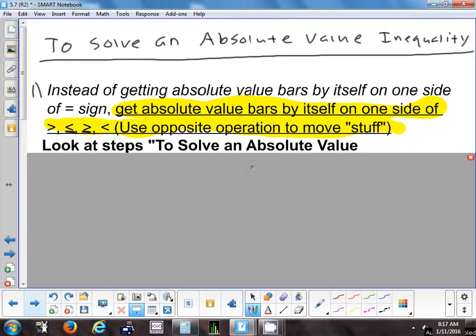And then once you do that, you're going to use the opposite operation to move stuff. Maybe you got to add something. Maybe you got to subtract something on both sides. Maybe when it's right next to the absolute value bars, you're going to have to divide, like we did in the warm-up. But it's the same exact thing. And in that first step, we can treat that absolute value inequality sign as if it was just like an equal sign. We're doing the same thing. So as far as getting the absolute value bars by themselves, that doesn't change. It's similar to what we did in past weeks.